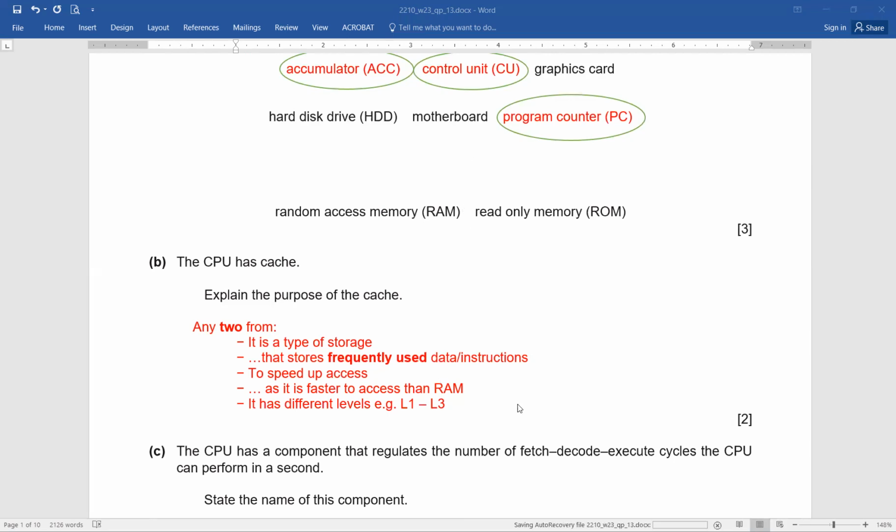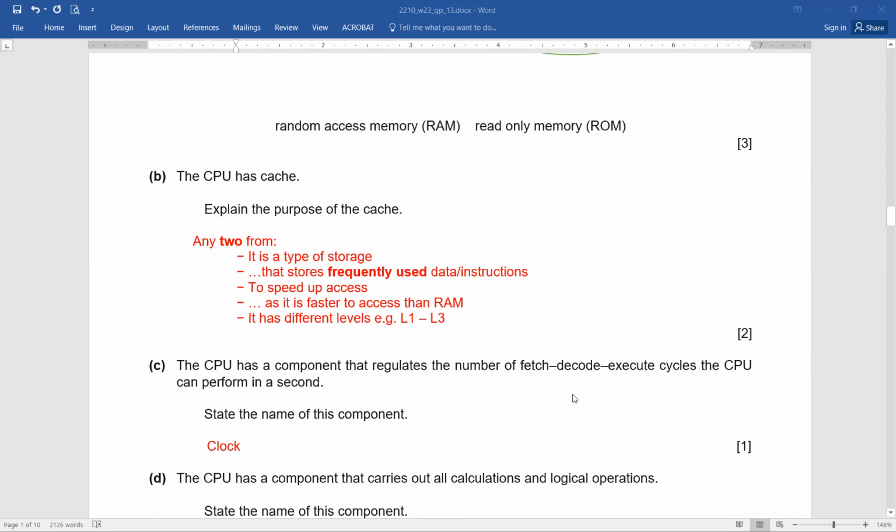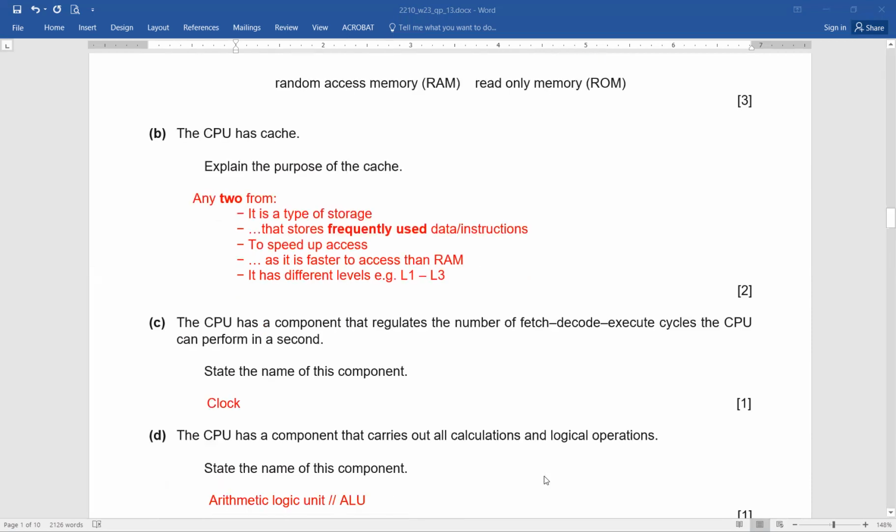The CPU has a component that regulates the number of fetch, decode, execute cycles the CPU can perform in a second. State the name of this component. It's the clock. The CPU has a component that carries out all calculations and logical operations. Again, so simple. You have to write down the name, and it's arithmetic logic unit, or if someone has written ALU, they both will score a mark because they have mentioned it accurately. Isn't it easy? Yes?